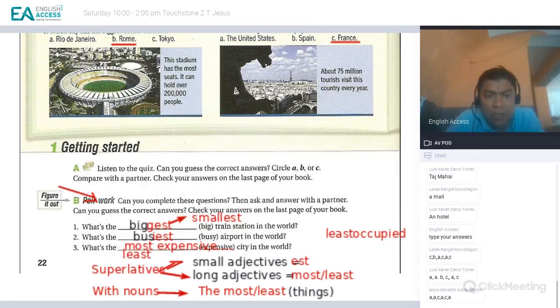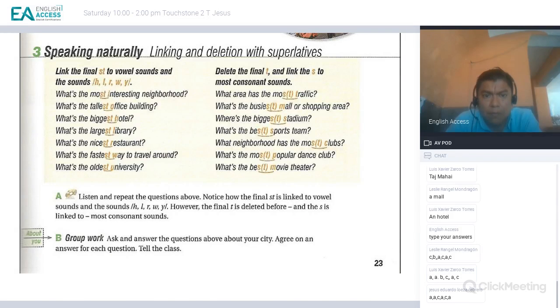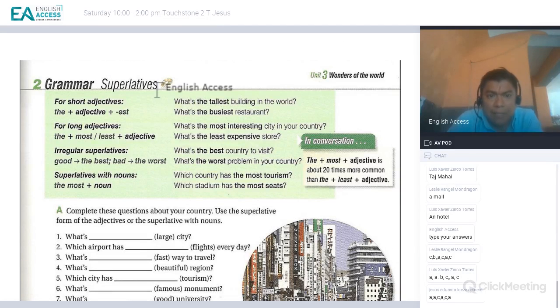Let's go to the whiteboard. No, let's go to the next page. The grammar chart. Yes? Superlatives. For short adjectives, the plus adjective plus est.